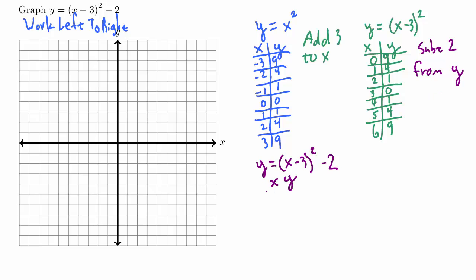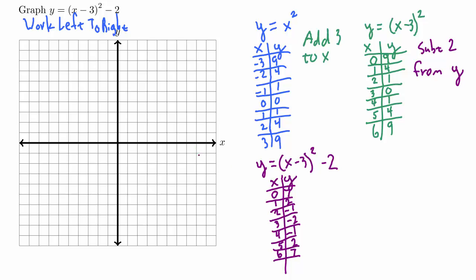So again, I'm going to get a new xy table. But this time it affects the y values, so all the x values from this green table stay the same. So that gives me 0, 1, 2, 3, 4, 5, 6. And since I need to subtract 2 from all the y's, I have 9 minus 2, which is 7, 4 minus 2, which is 2, 1 minus 2, which is negative 1, 0 minus 2, which is negative 2, and so on and so forth. And there we go. This equation here is exactly what we want to graph. Therefore, this is the table we want to graph.